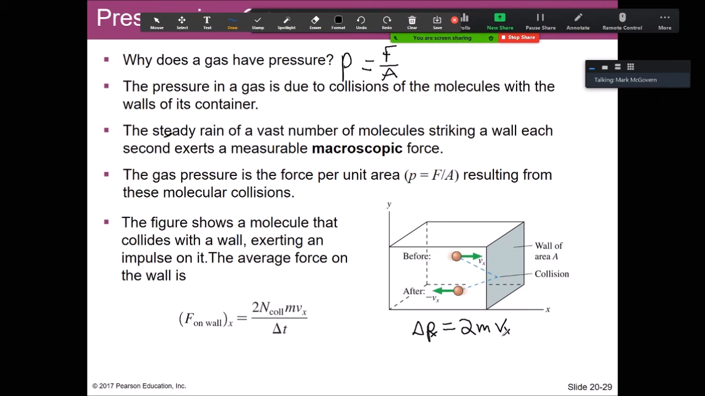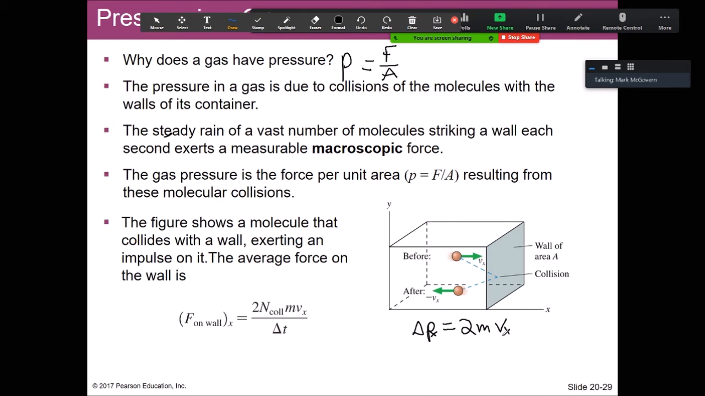Well, remember what change in momentum is. It's final velocity minus the initial velocity. If they're the same going in and coming out, which they are for elastic collisions, then your difference is simply 2 times your velocity. So our change of momentum here is simply 2m Vx.